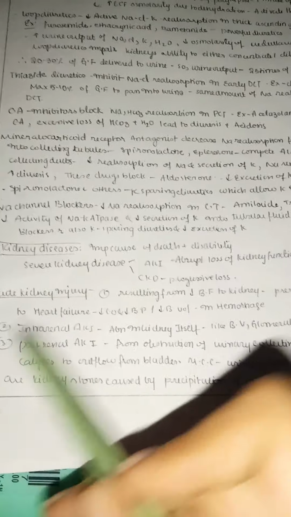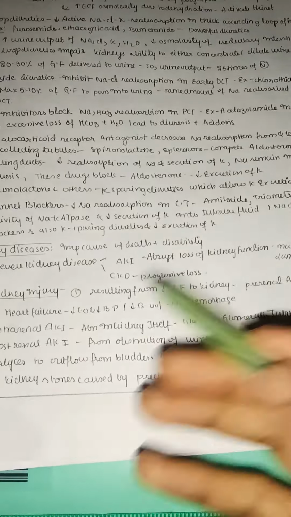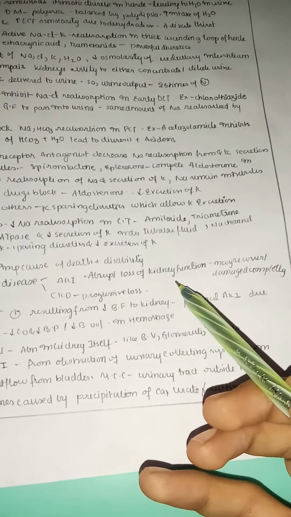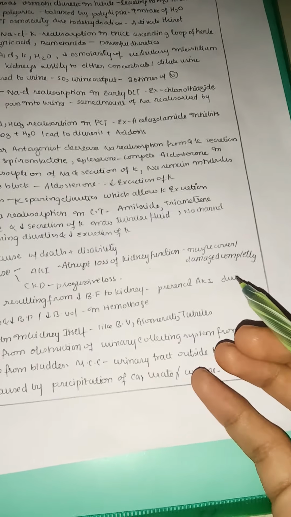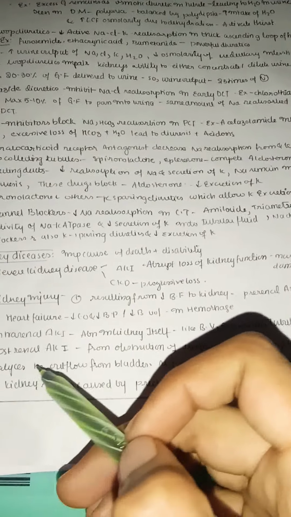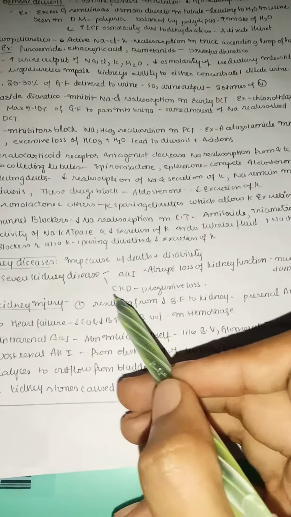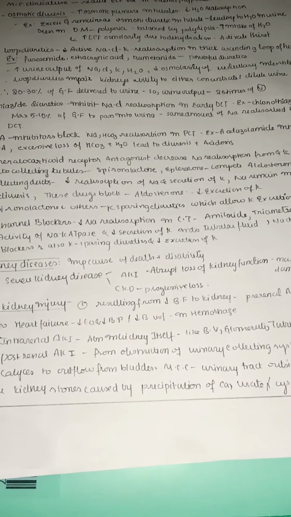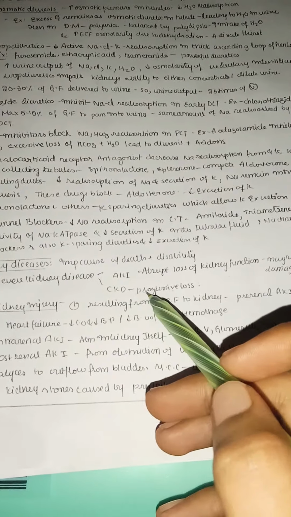Severe kidney diseases are divided into two types: acute kidney injury and chronic kidney disease, that is, acute kidney failure or chronic kidney failure. Acute kidney failure is an abrupt loss of kidney function, which may be recovered or sometimes may lead to complete permanent damage. And we also have chronic disease, which is a progressive loss, hence the name chronic. Chronic means it will stay for a few months, about 3 months or so.